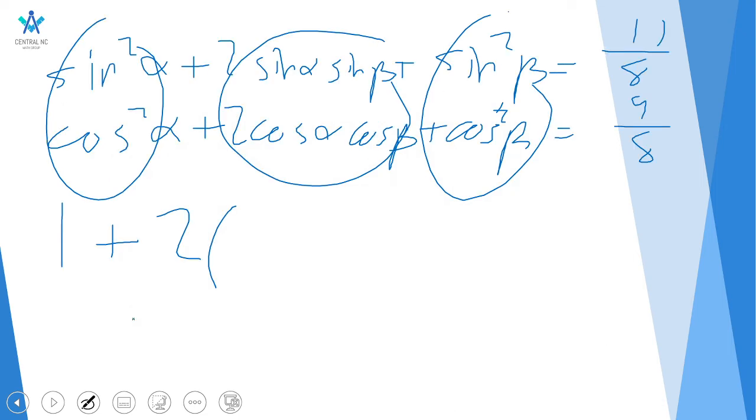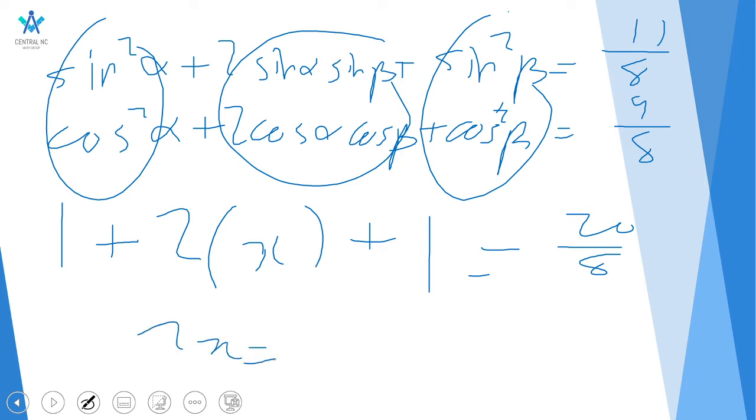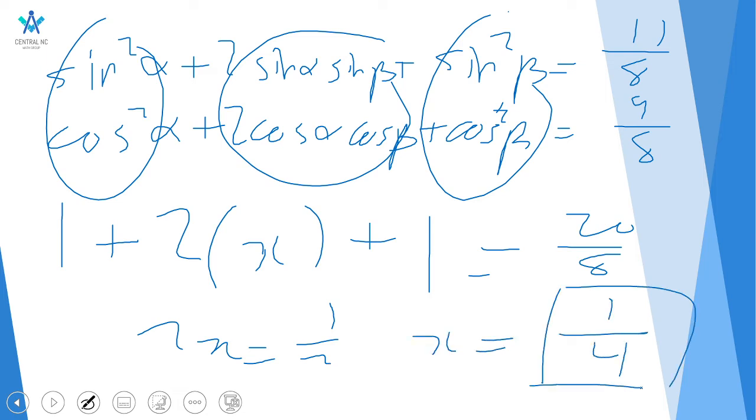So let's just call it x for simplicity, because this is the answer we want to find. 2x plus 1 is equal to 20 over 8. Doing some basic arithmetic, 2x is equal to 1/2, so x is equal to 1/4. This is the answer. Wait, did I do that right? Yep, that is right.